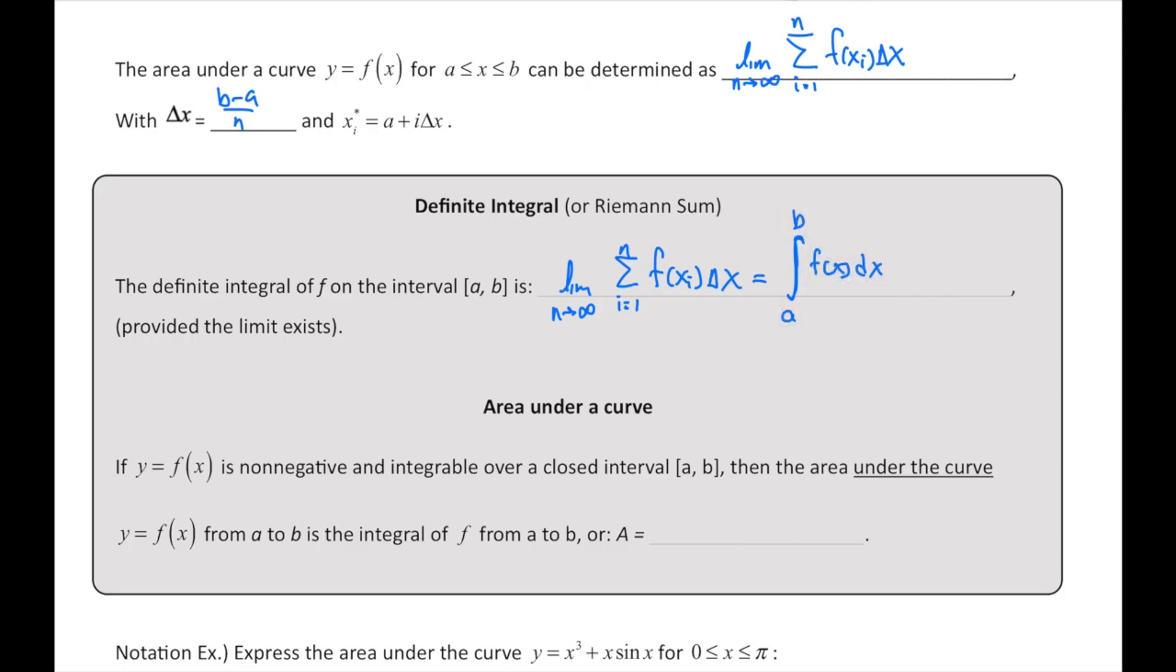Now, if f of x is non-negative, meaning it's positive above the x-axis, and integrable, meaning we have a limit that exists and we can find the integral, over a closed interval a, b, then the area under the curve of y equals f of x from a to b is the integral of f, or, just to rewrite this, the integral from a to b of f of x dx. Let's take a look and use this notation.